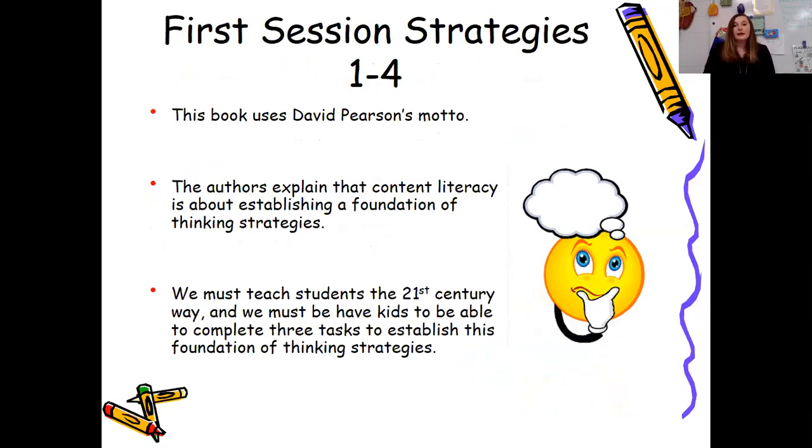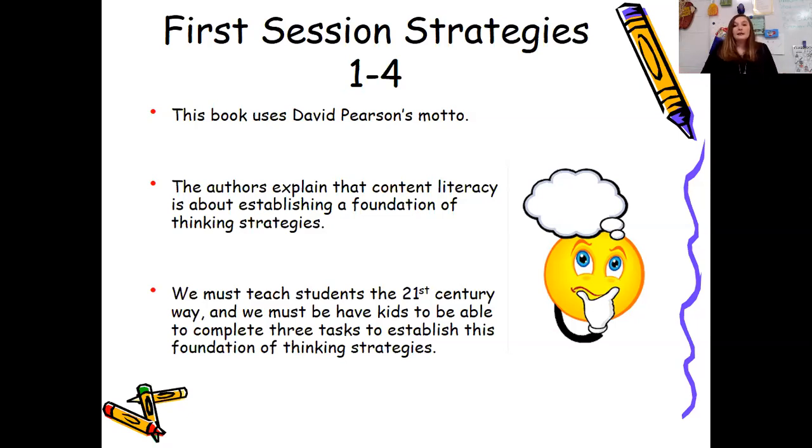Okay, so like I said, we're going to focus on the first 4 lessons for this session. Now, this book uses David Pearson's motto. I read that at the beginning and I thought it was interesting. His motto is read it, write it, talk it, and do it. This refers to talking about reading across the curriculum. So not just reading class, but in math class, like in word problems, in social studies, and in science, especially like when we do the Scholastic News articles.